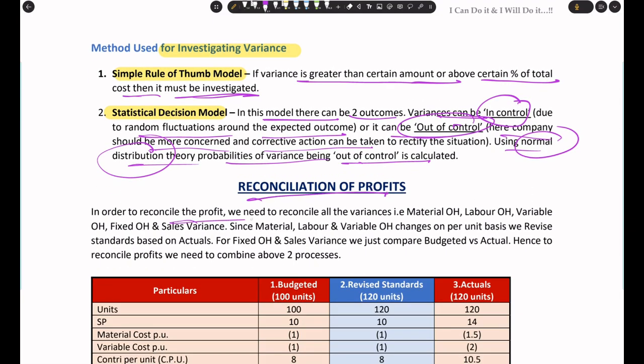In order to reconcile the profit, we need to reconcile all the variances: material, labor, variable overhead, fixed overhead, and sales variance. For material, labor and variable overhead, changes are on a per unit basis, so we revise standards based on actuals. For fixed overhead and sales variances, we just compare budgeted versus actual. Hence, to reconcile the profits, we need to combine the above two processes.